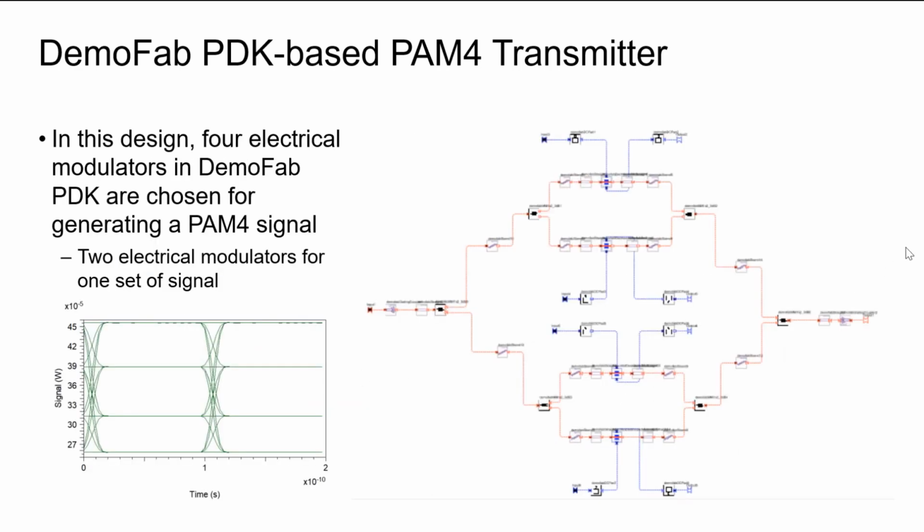In this case, we have 4 electrical modulators from the demo fab PDK to generate a PAM4 signal, and we have 2 electrical modulators for 1 set of signal. So that is, we are able to transmit 2 sets of data as we described. Now the eye diagram is very good for this case, and the schematic here is the PAM4 chip. You are able to export this schematic to Optical Designer for layout generation.